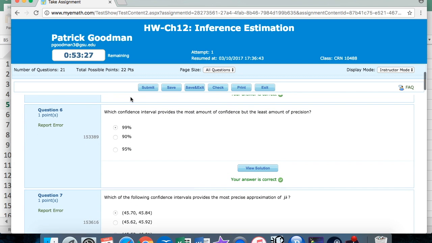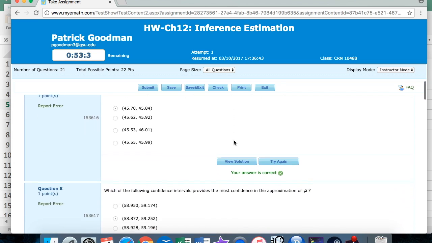Now it says, which confidence interval provides the most amount of confidence but the least amount of precision? Well, remember we said that the largest distance between my lower and my upper happened with the higher confidence level. So here, my confidence level of 99% is the biggest one, which means that I'm going to be more confident that mu is in there, but it's going to be a lot less precise. So 99%.